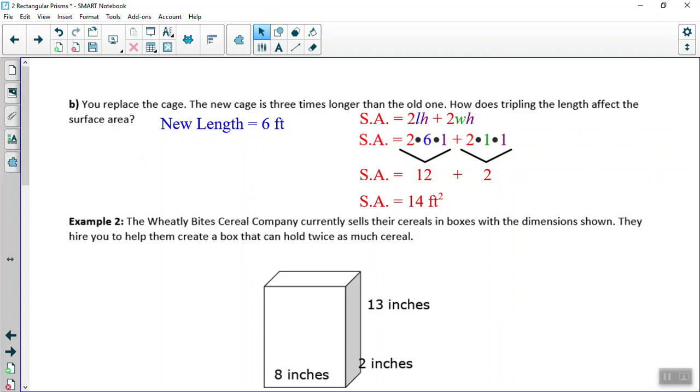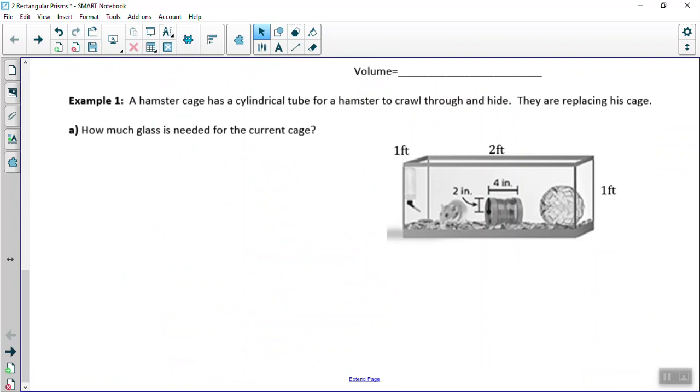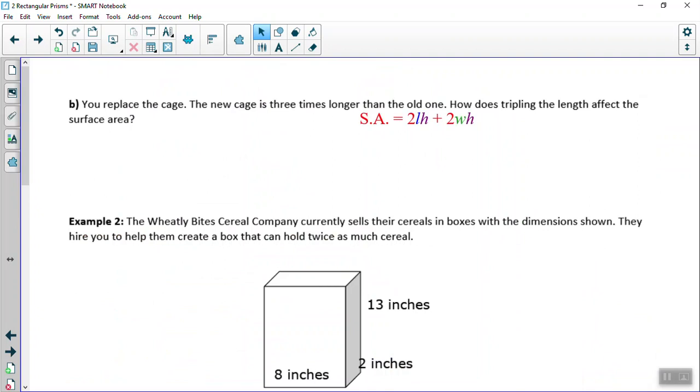So we got a surface area of 14 square feet. So what happened? We went from, what was it before? I already forgot. Let's go back and take a look at what we had. We had 6 square feet. So now all of a sudden, we have 14 square feet.